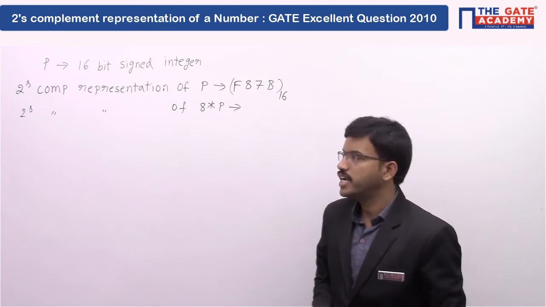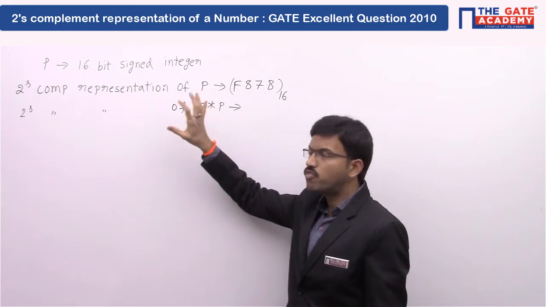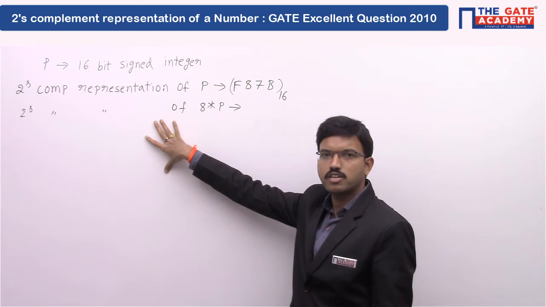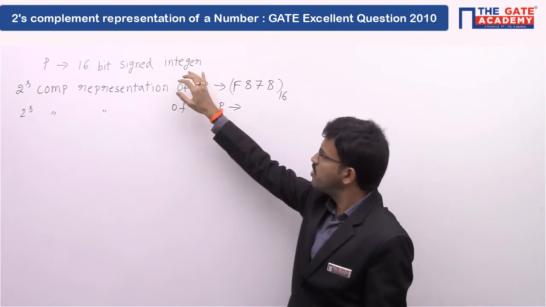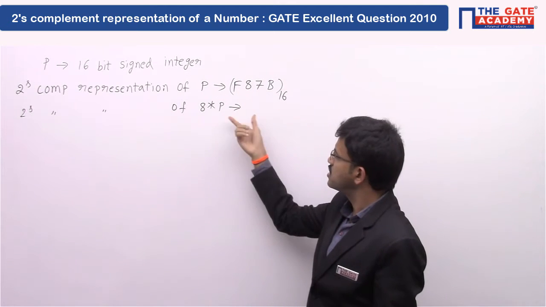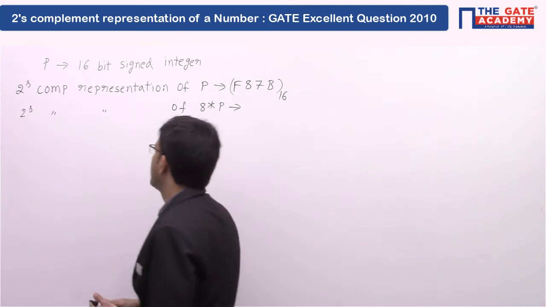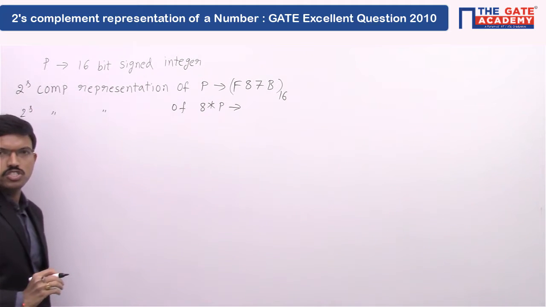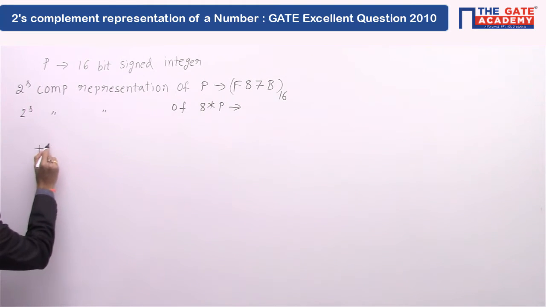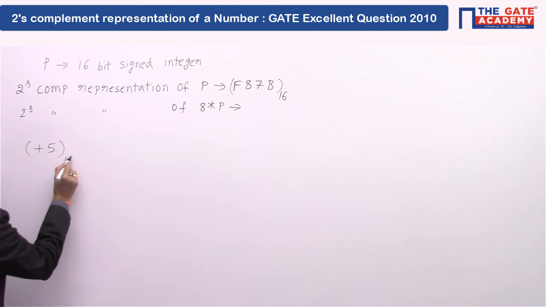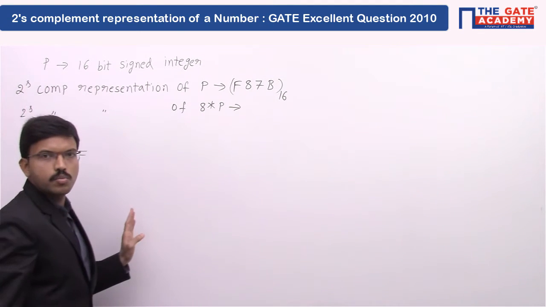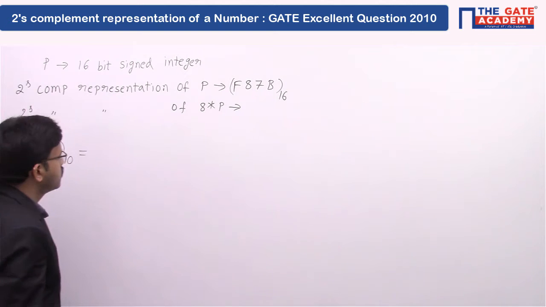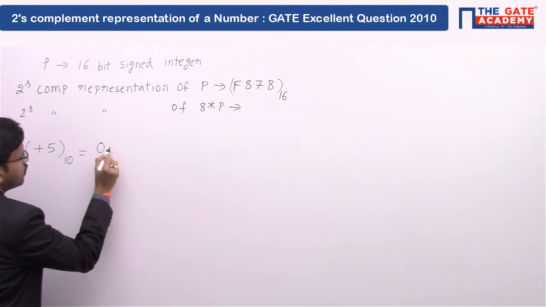First, let us try to understand the logic involved in solving this particular question with the help of one example. Later, with the shortcut, we'll get the answer for this one. First I am considering a positive number, plus 5 base 10. Let us represent this number in 2's complement form with 4 bits. We can represent it like this.